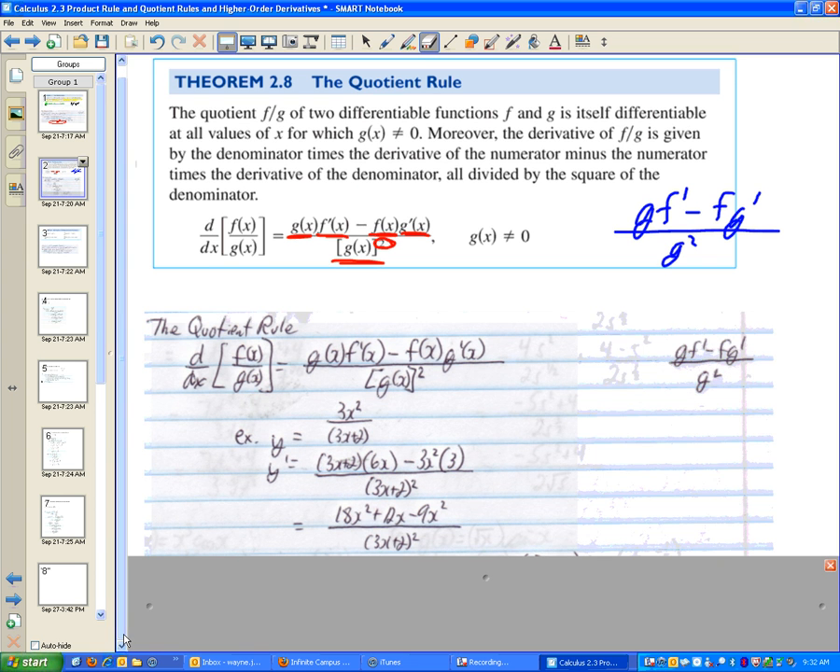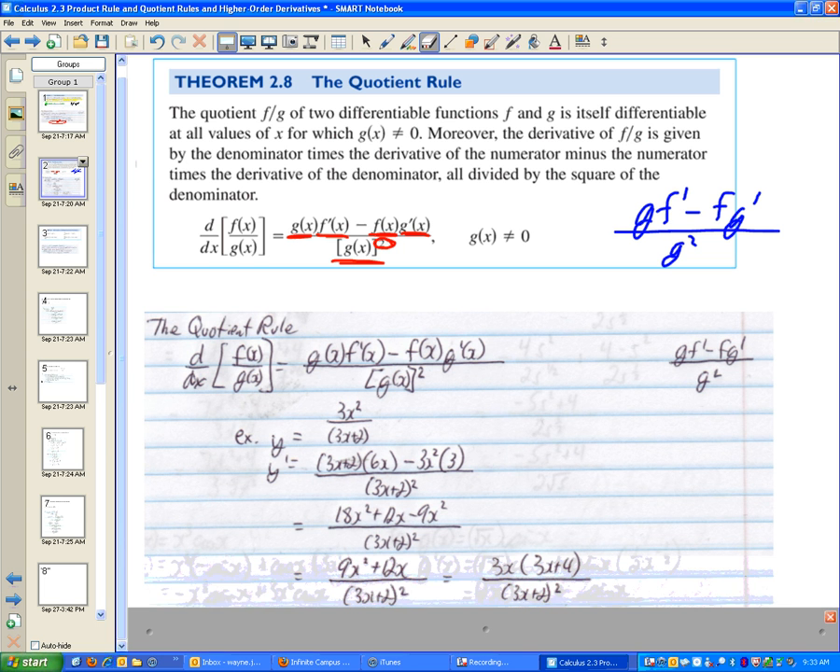We can keep simplifying in the numerator. We can combine 18x squared and negative 9x squared to get positive 9x squared plus 12x over our denominator squared.